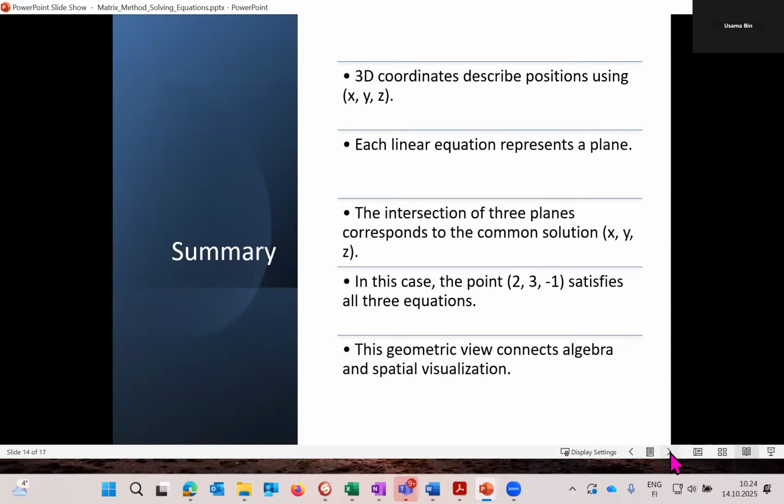So 3D coordinates describe positions using these coordinates. Each linear equation represents a plane. And this is definitely the method for linear equations. If you had some powers here on this X, Y, or Z, then you couldn't solve it this way anymore. The intersection of 3 planes corresponds to the common solution.